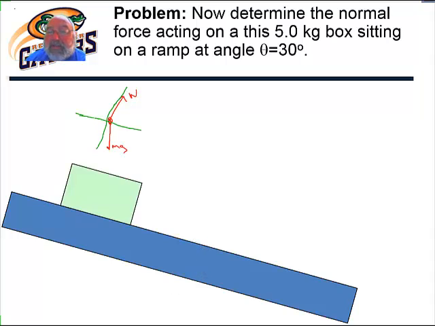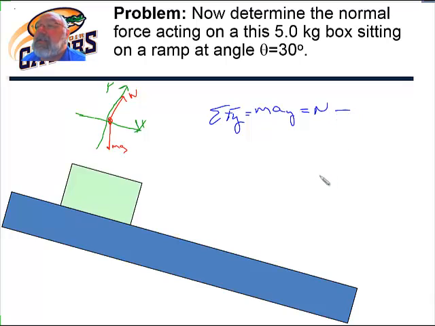Okay, well, what does that do for us? Well, let's write our equation of motion in the y direction. Sum of the forces in the y direction is equal to the mass of the box times the acceleration in the y direction. And that's equal to the forces acting in the y direction. Well, we have the normal force. The entire normal force is pointing in the y direction. There are no components in the x direction.